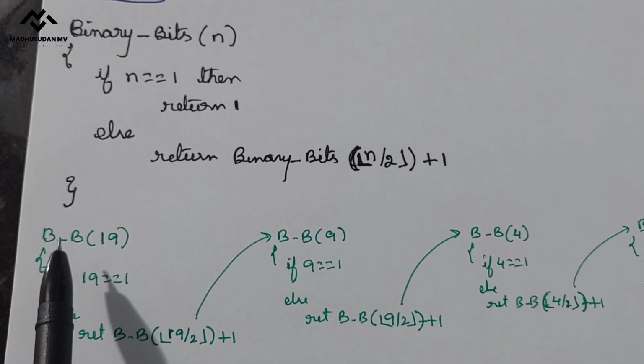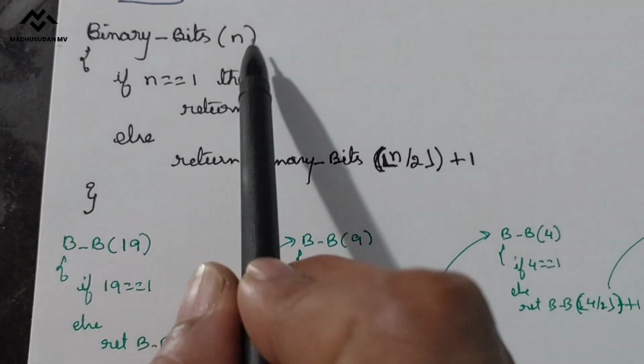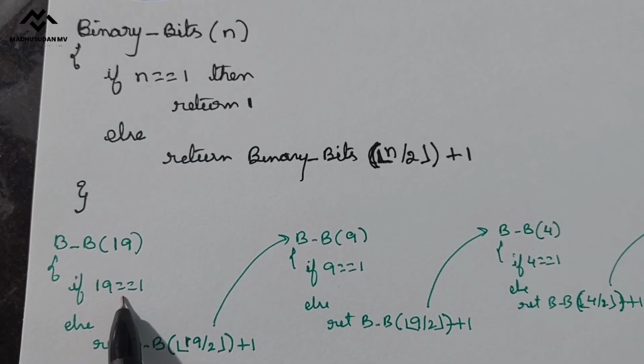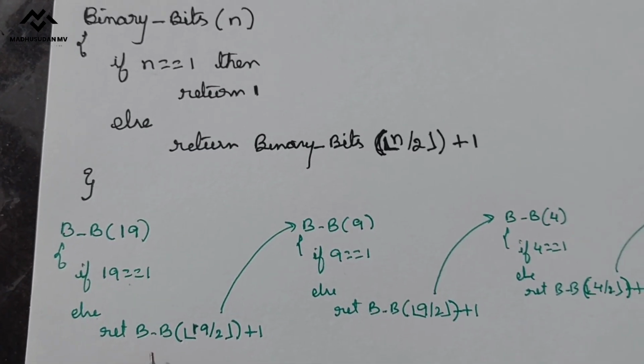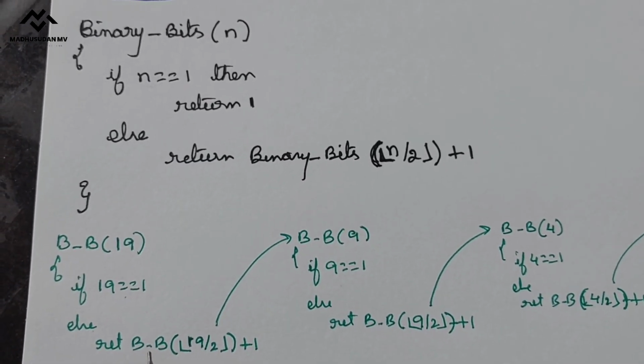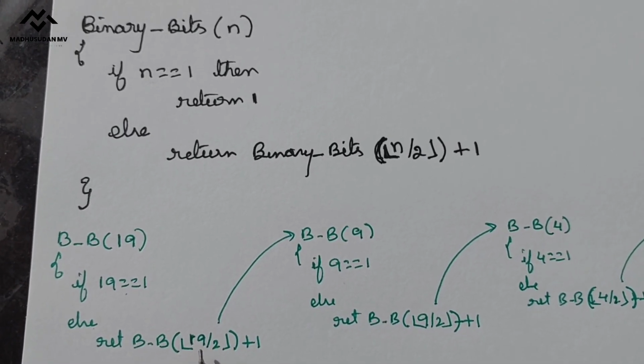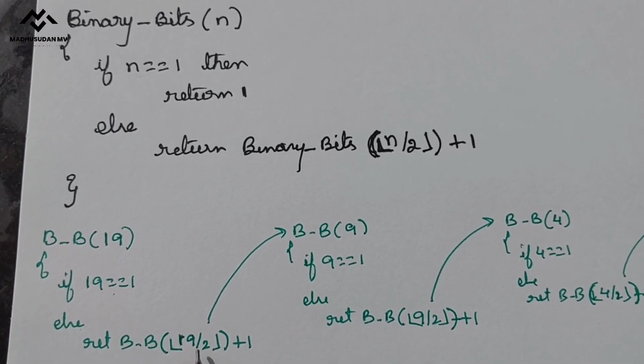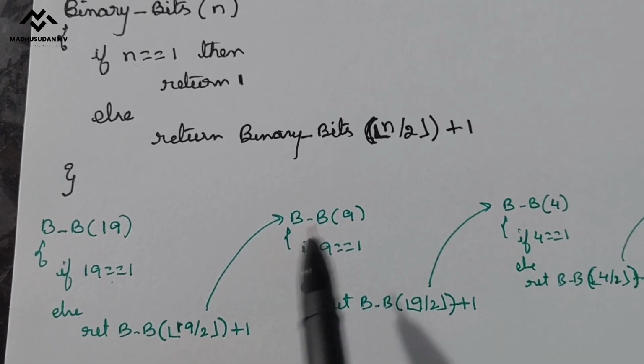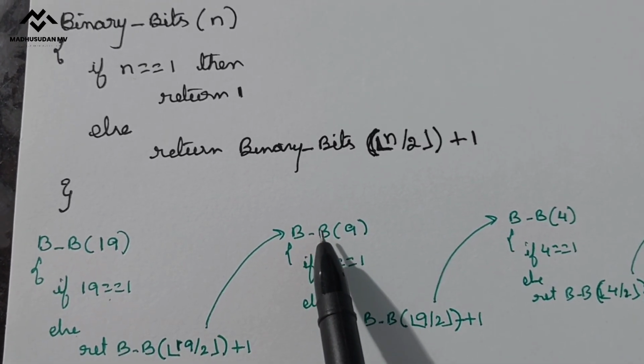First, binary underscore bits. First I'm passing 19, the given n. Now 19 is equal to 1 false, comes to the else part. Now it returns binary bits of 19 by 2, I'm taking the lower limit. 19 by 2 is 9.5, but I'm taking the lower limit, so 9. So again, this function is calling itself.